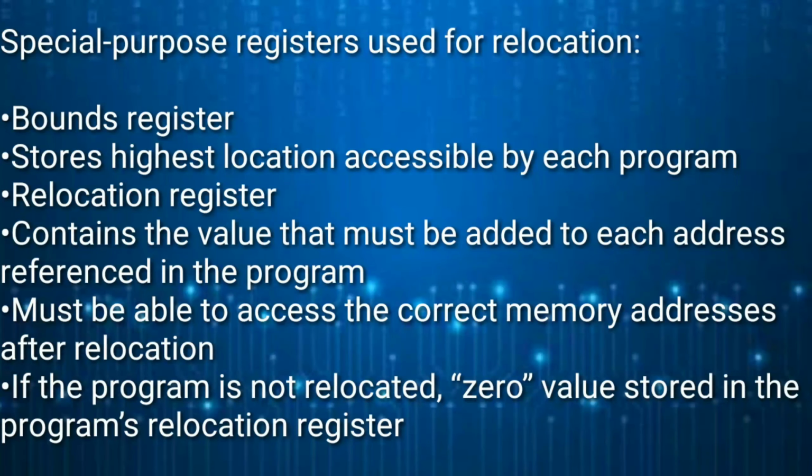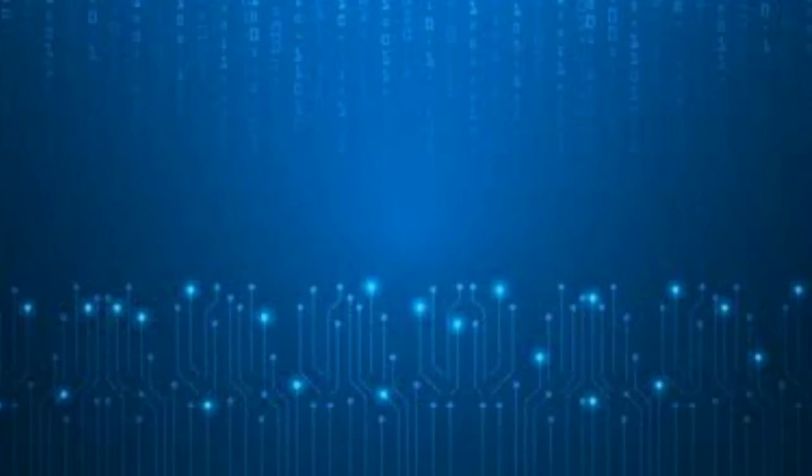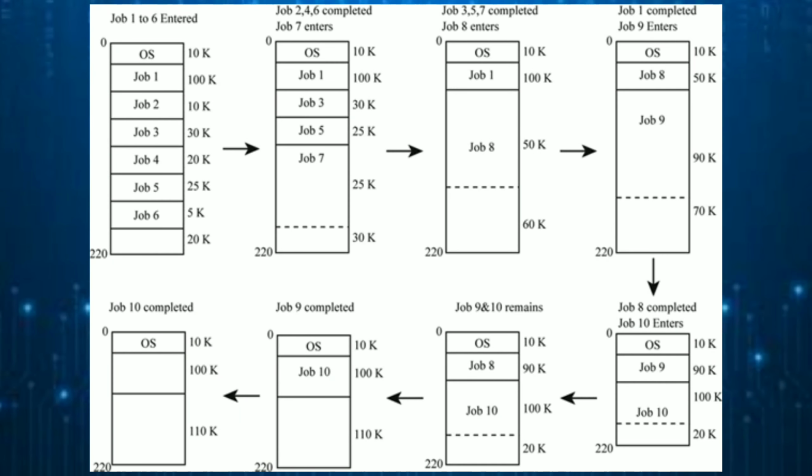Special purpose registers are used for relocation. The bounds register stores the highest location accessible by each program. The relocation register contains the value that must be added to each address referenced in the program, so that it can access the correct memory addresses after relocation. If the program is not relocated, a zero value is stored in the program's relocation register. Examples of relocatable dynamic partition.